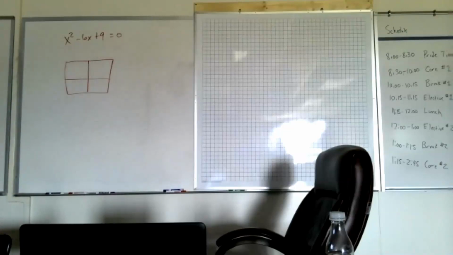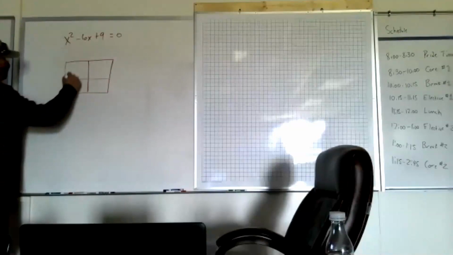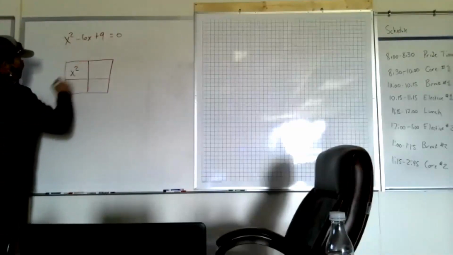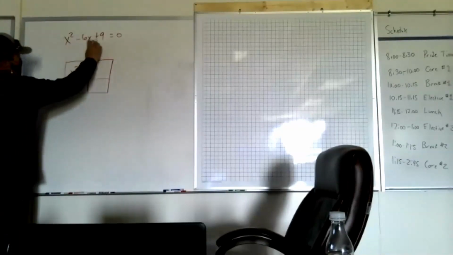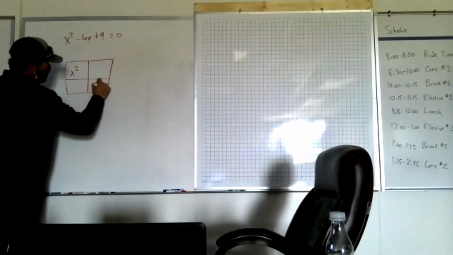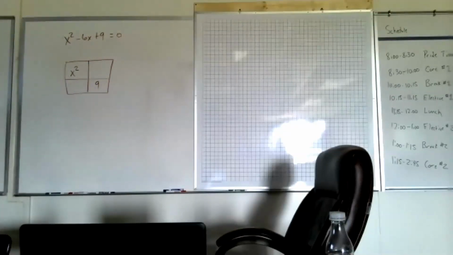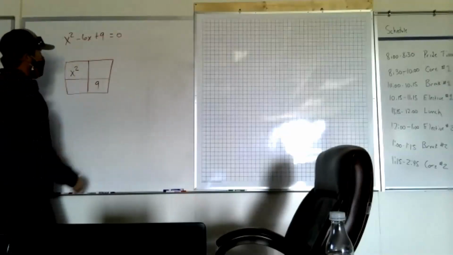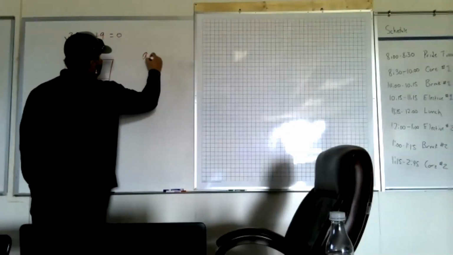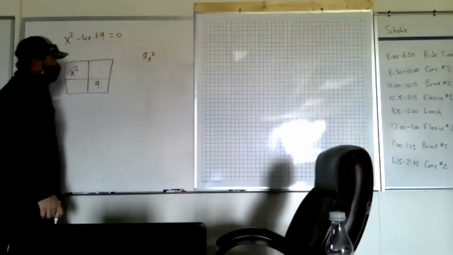Okay, so we're good there. Greatest common factors all factored out. We're awesome. So first step, we take this quadratic term and we put it in the upper left side. So that's x squared. Take our term for c and we put it in the bottom right. Okay, now we multiply these two together. 9 times x squared gives you 9x squared.